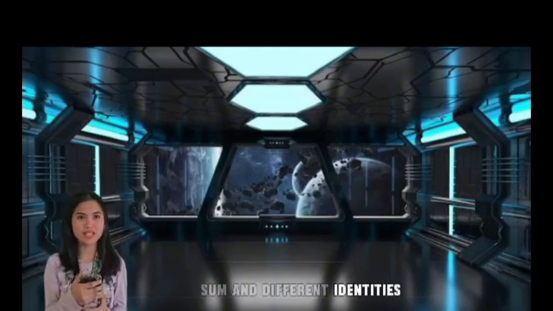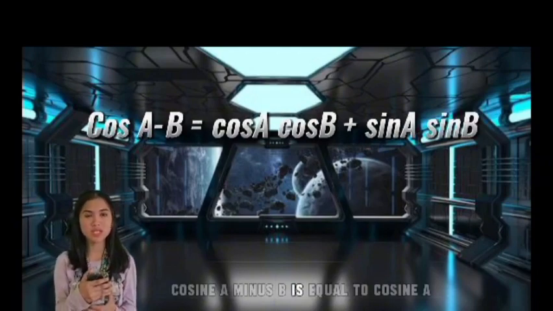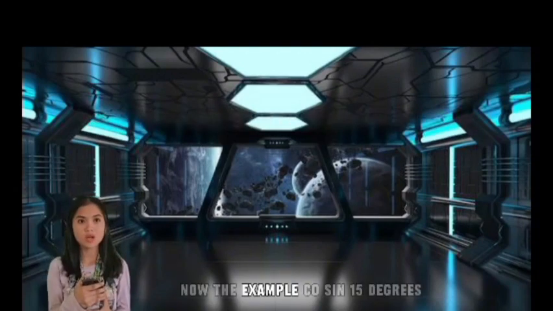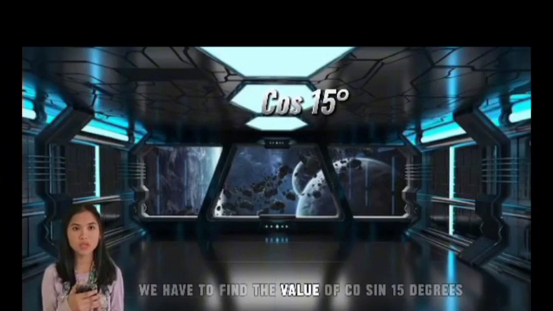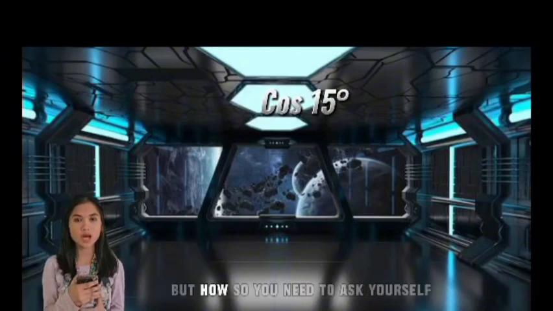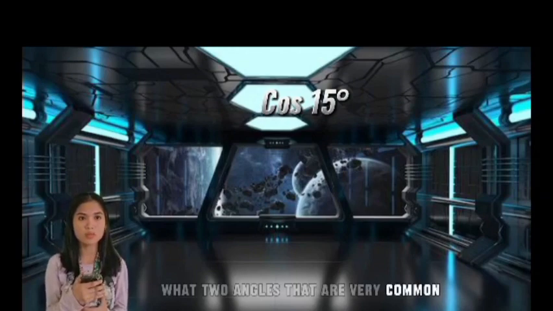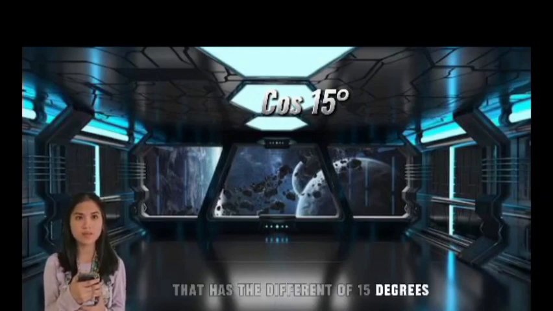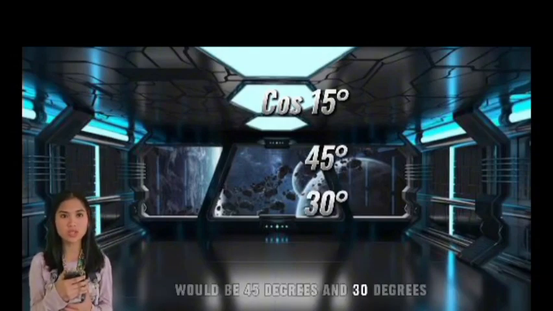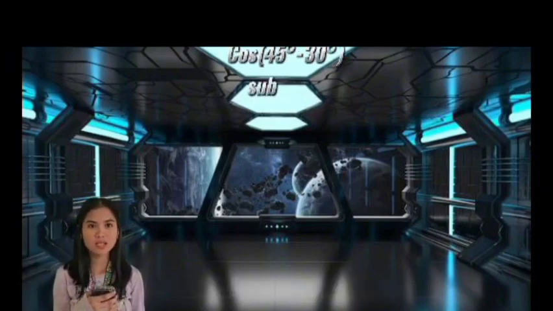Sum and difference identities. Cosine difference identity: cosine A minus B is equal to cosine A cosine B plus sine A sine B. Now we sum. Cosine 15 degrees, we have to find the value of cosine 15 degrees using the cosine difference identity formula, but how? So you need to ask yourself what two angles that are very common have a difference of 15 degrees. Of course, two common angles on a unit circle would be 45 degrees and 30 degrees. Cosine 45 degrees minus 30 degrees, substitute.